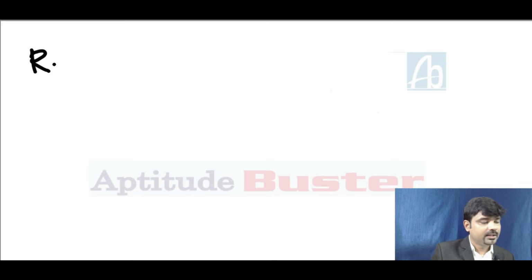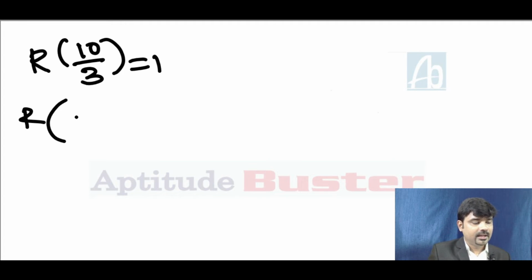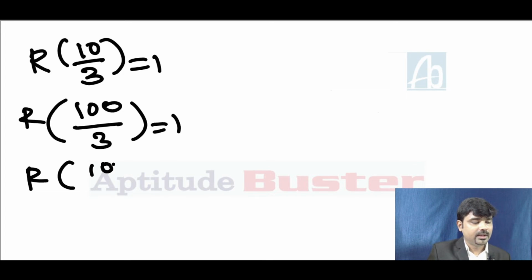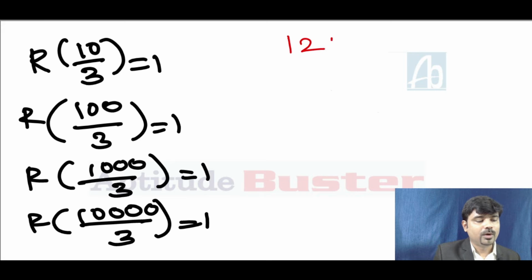When 10 is divided by 3, the remainder is 1. Next, 100 divided by 3, the remainder is 1. 1000 divided by 3, the remainder is 1. 10,000 divided by 3, the remainder is 1. For example, take 1212. We need to check whether it is divisible by 3 or not.